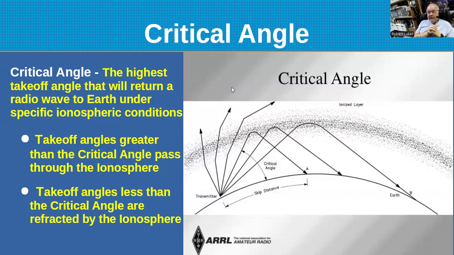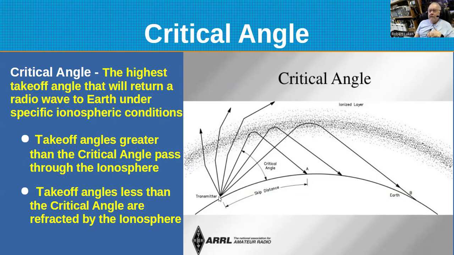We talked a little bit about critical angle, and that's the highest takeoff angle or incident angle where you'll get a refraction, and it's enough refraction that it makes all the way back to Earth. So you can see from this chart, the lower that takeoff angle, the longer the hop is going to be.